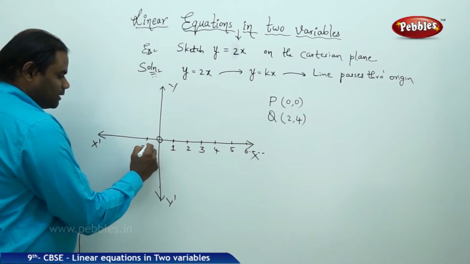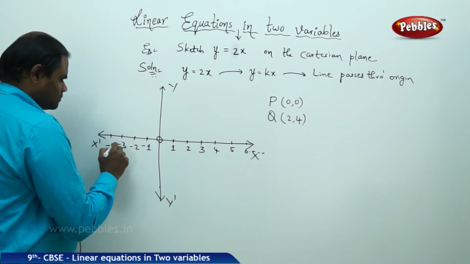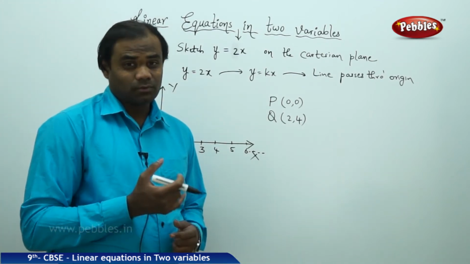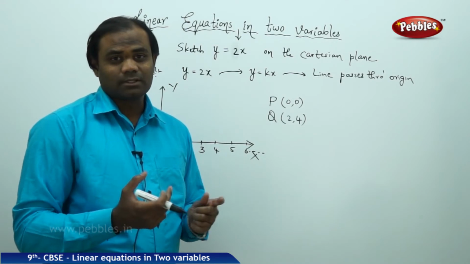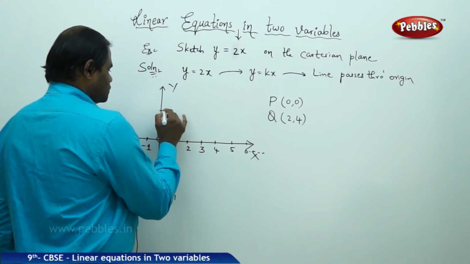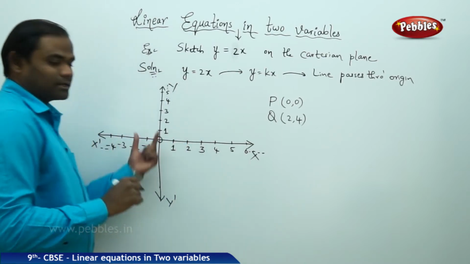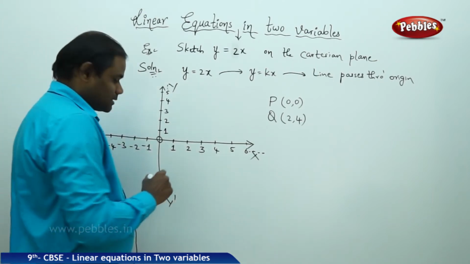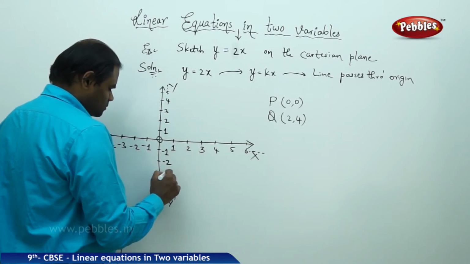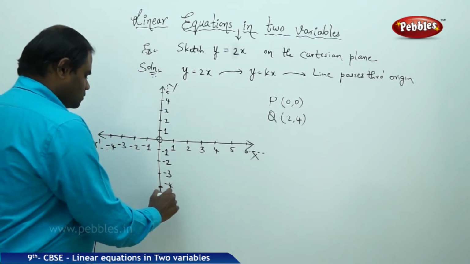And on the left, I have -1, -2, -3, and -4. Similarly, I take a scale of 1 centimeter equal to 1 unit even on the vertical axis, that is the y-axis. 1, 2, 3, 4, 5, and similarly the values on the negative side of the y-axis being -1, -2, -3, -4, and so on and so forth.